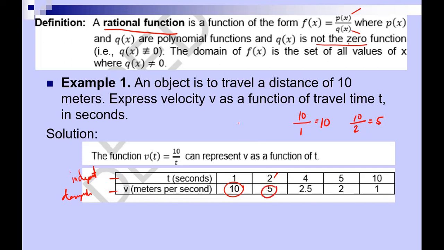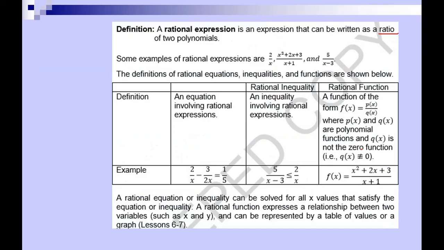When t is equal to 4, we will have 10 divided by 4, because 10 over t is our function, so we will have 2.5. Okay? So, this is it, and so on and so forth. So, in your answer sheet, for questions like these, or in the future, this is how we get our table of values.